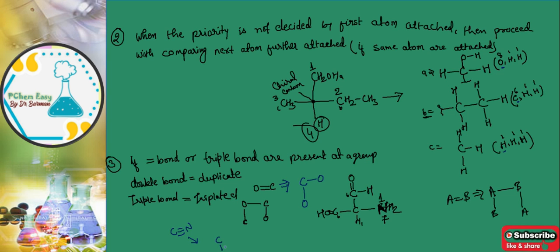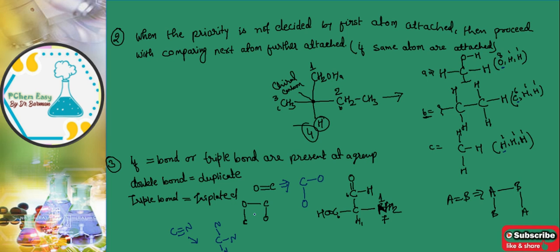In that case what you will consider is C, nitrogen, nitrogen, nitrogen. So that you will have to consider. It means C triple bond N, so that carbon is bonded with three single bonds to the nitrogen. So these three rules are very basic in the case of the sequence rule. Now we'll talk about what next.